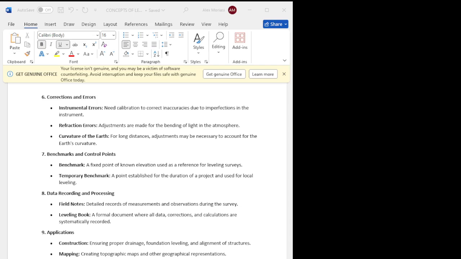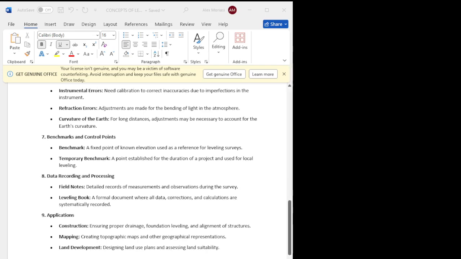Thank you and congratulations for those good definitions. As you can see on my screen, you can view the definition of benchmark. It's a fixed point of known elevation used as a reference in leveling surveys. Temporary benchmarks are points established for the duration of a project and used for local leveling. Temporary benchmarks are not permanent, as the benchmarks are. It's a temporary mark that is made so that you can take your leveling survey accurately.